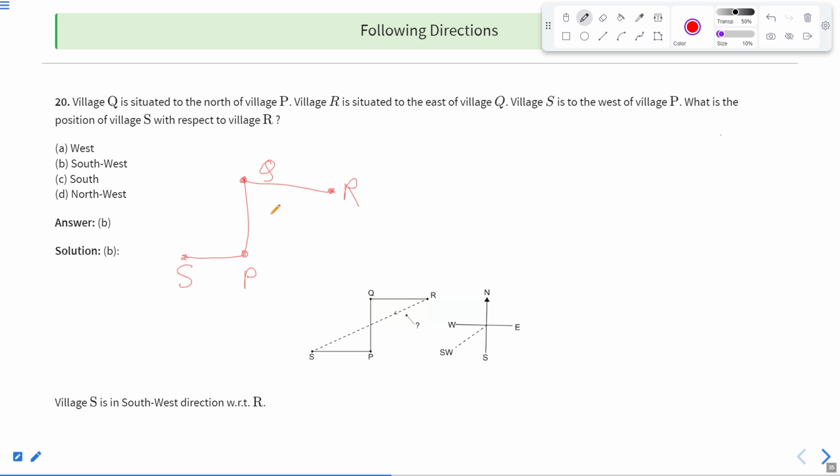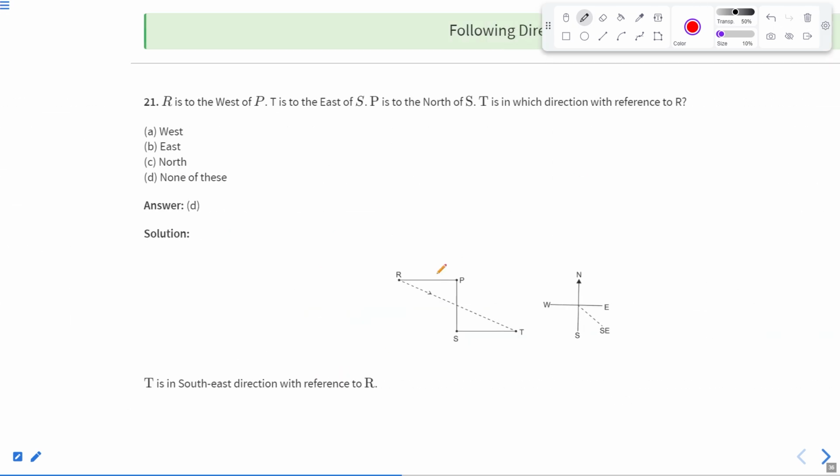What is the position of S with respect to R? Now, S with respect to R. So taking R as a focus, S is southwestern. The answer is southwest, B. The diagram also confirms the same.